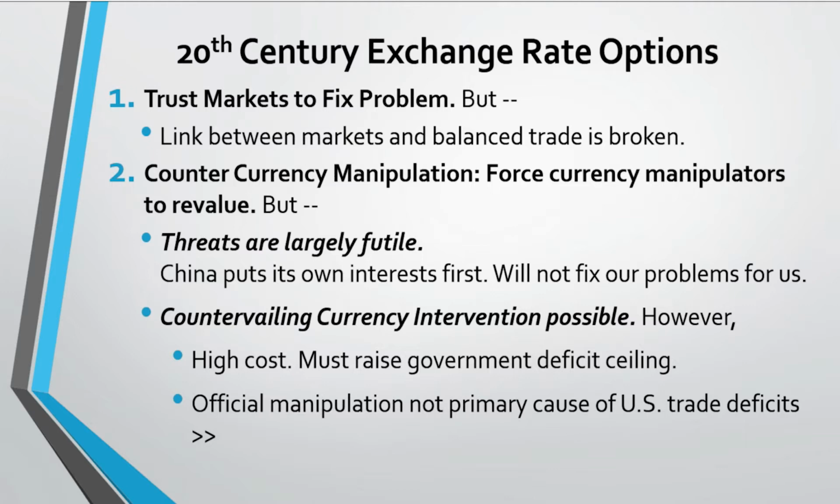The options that we have today, we can't trust the markets effectively for the reasons I mentioned. Countervailing currency manipulation or intervention would work, but the threats are largely futile, not direct currency purchases, but just the threatening that we've done, the bashing of China for years. China puts its own interests logically first. Countervailing currency would be possible, but we'd have to raise the debt ceiling, and that is a non-starter from what we've been able to see recently.